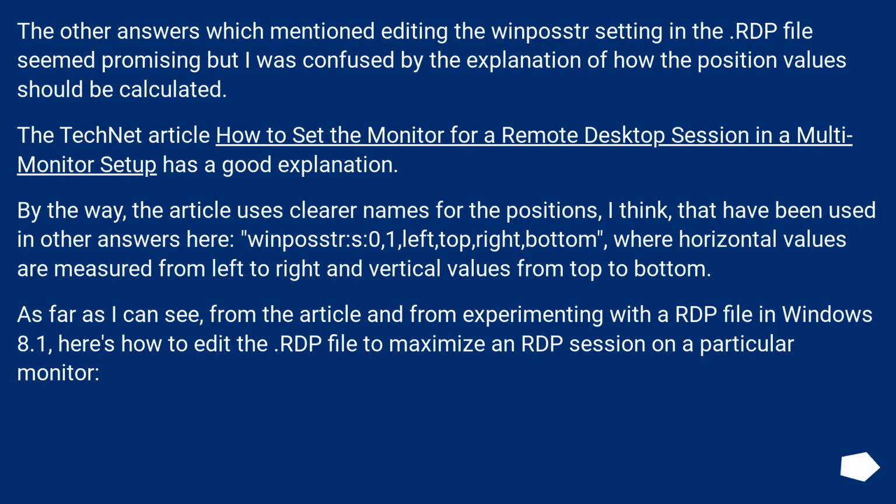The other answers which mentioned editing the WinPosStr setting in the RDP file seemed promising, but I was confused by the explanation of how the position value should be calculated. The TechNet article How to Set the Monitor for a Remote Desktop Session in a Multi-Monitor Setup has a good explanation. WinPosStr is :0,1, left, top, right, bottom, where horizontal values are measured from left to right and vertical values from top to bottom.